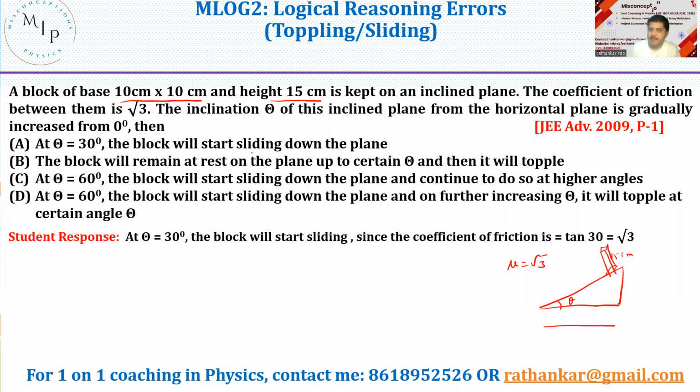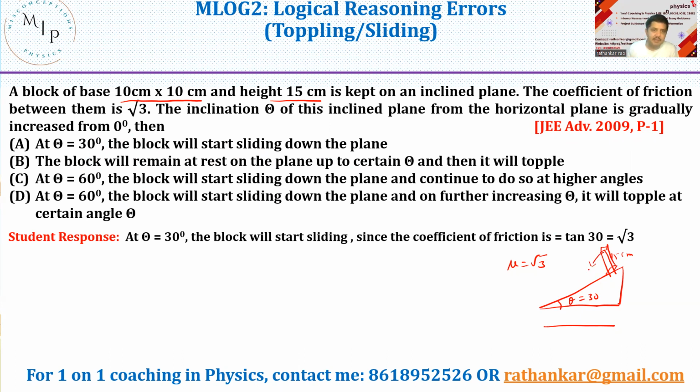This is a question which has been asked in JEE Advanced paper 1 in 2009. The first option: at theta equal to 30 degrees, the block will start sliding down the plane. The second option: the block will remain at rest on the plane up to a certain angle theta, and then it will topple. That means it will start rotating, it will fall down like this over here.